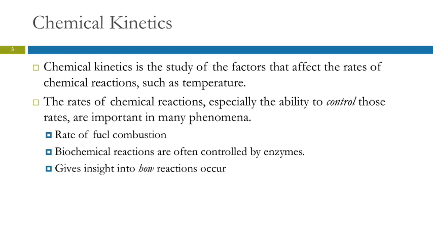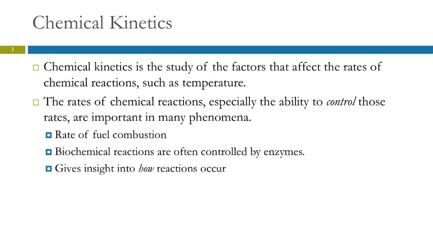So chemical kinetics is the study of the factors that affect the rates of chemical reactions. There's a lot of different things that can affect the rate. Temperature is one of them. The rate of a chemical reaction is very important, and when we know what influences the rate of the reaction, then we can learn how to control the rates of reaction. Here's a couple of examples where it's important.